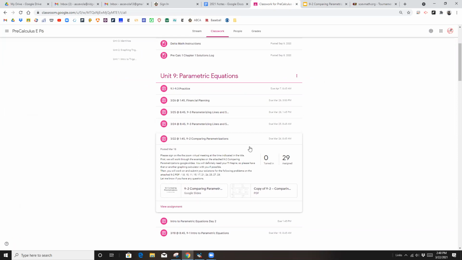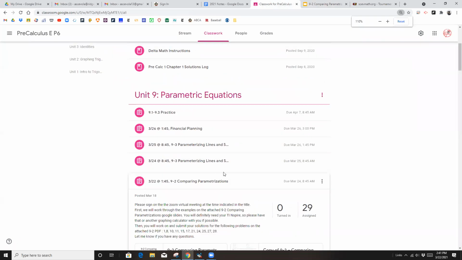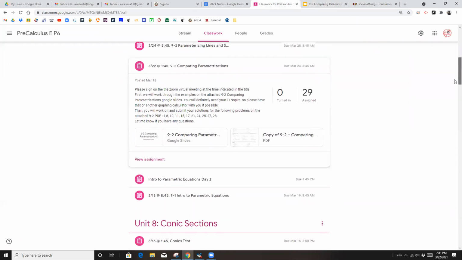So expect tomorrow to be like a mandatory Zoom, at least to start. We'll go over an example, answer questions. Maybe we'll do a Kahoot if I can find something. And then for the rest of the class, you can just work on these problems. So I will assign these problems, they will be due eventually, but definitely not tomorrow. So if you have a busy day tomorrow and you want to work on them today, feel free to do that. But other than that, let me just look at the attendance real quick, make sure I got everyone here.